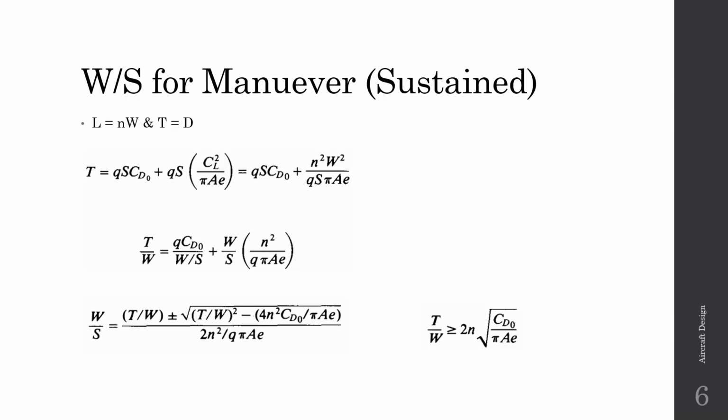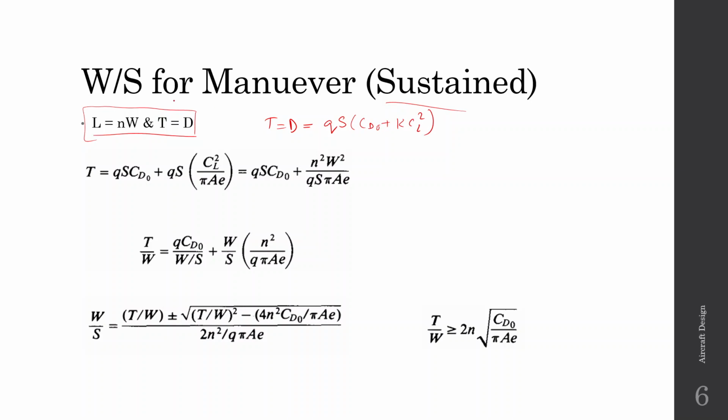Now I am going to discuss sustained turn rate. For sustained turn rate we have this equation: lift is equal to nW and thrust is equal to drag. So in this case we get some more restrictions, and the equations also become complicated. We know that thrust is equal to drag, and drag we can write as QS (CD naught plus K CL square).